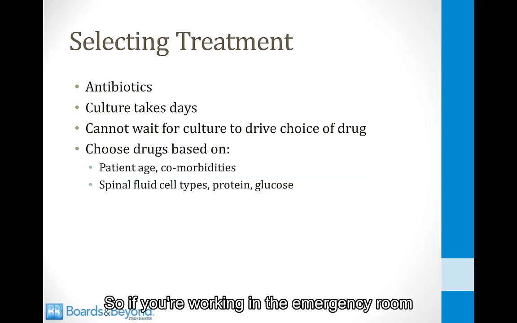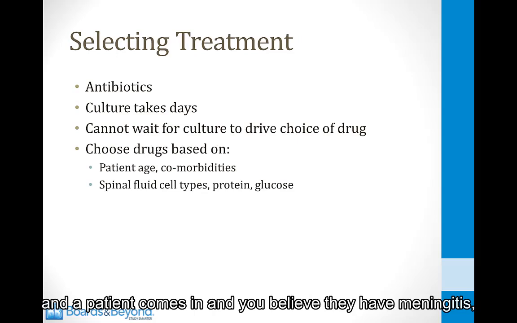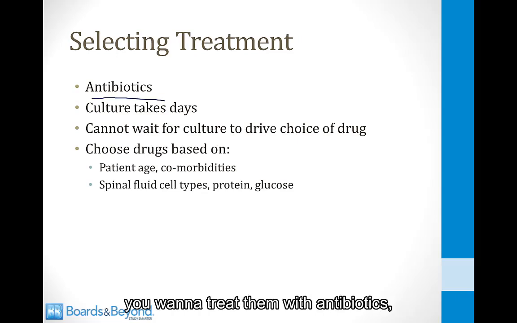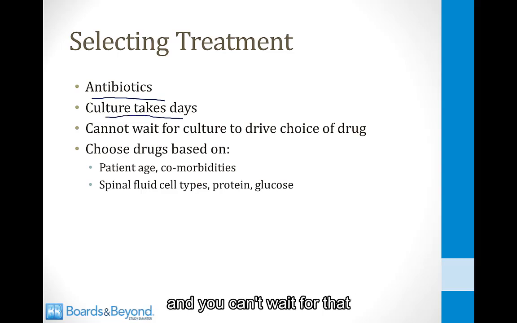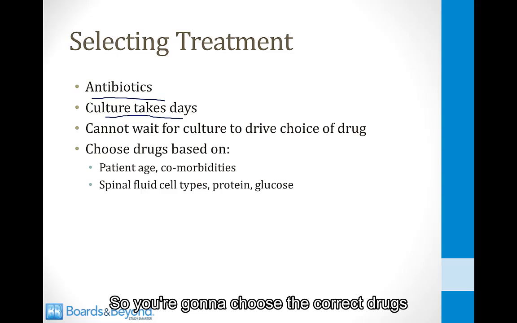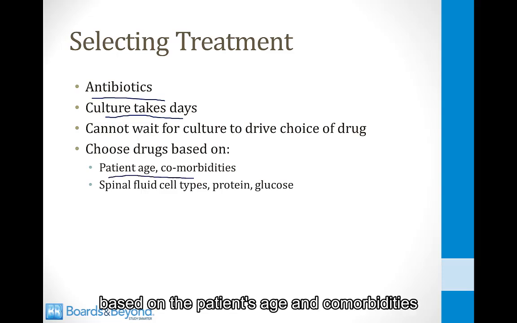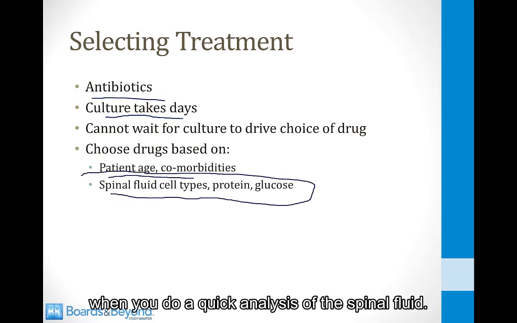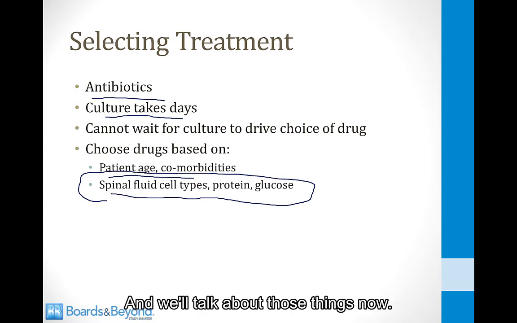So if you're working in the emergency room and a patient comes in and you believe they have meningitis, you want to treat them with antibiotics. The problem is culturing their spinal fluid to determine the bug can take days, and you can't wait for that to drive your choice of antibiotic. So you're going to choose the correct drugs based on the patient's age and comorbidities and based on what you see when you do a quick analysis of the spinal fluid. And we'll talk about those things now.